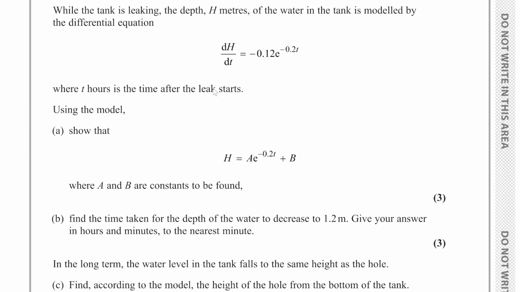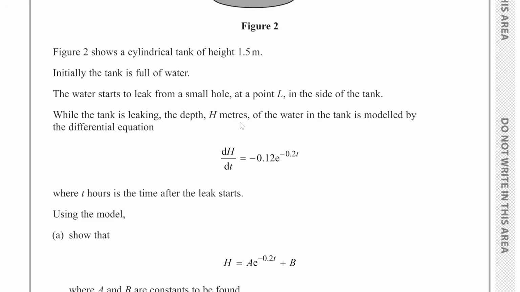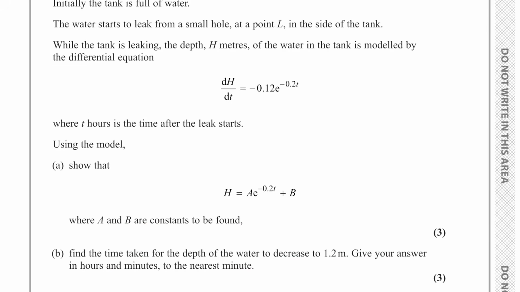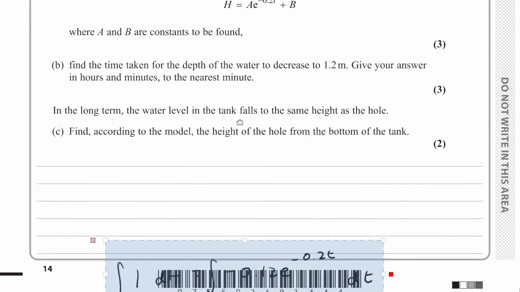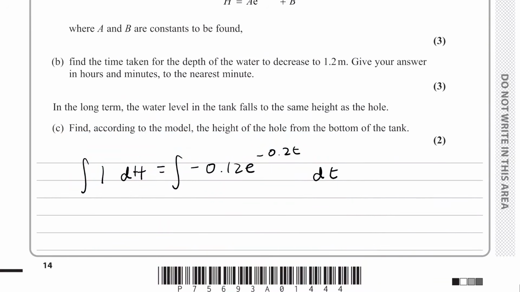So how can we change a dh/dt into an h? We're going to be integrating. So let's times by the dt. So we'll have just 1 dh equals negative 0.12 e to the power of negative 0.2 t dt. So we're going to integrate and get it in the form h equals.